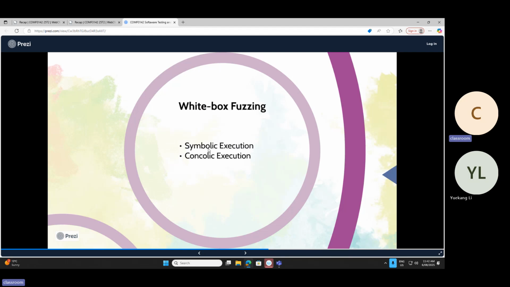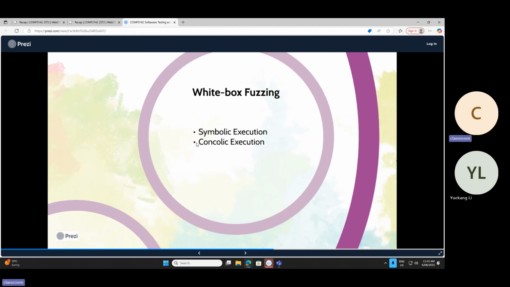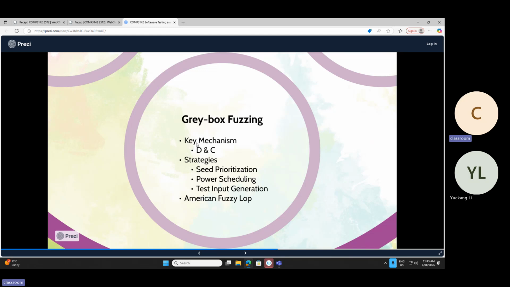And for some very complex programs, there could be too many constraints which are not actually solvable by the solver. So normally, white box fuzzing or white box testing is not scalable enough to test large programs. So this is a drawback of white box fuzzing. And to combine the black box fuzzing and white box fuzzing together, we can have gray box fuzzing.